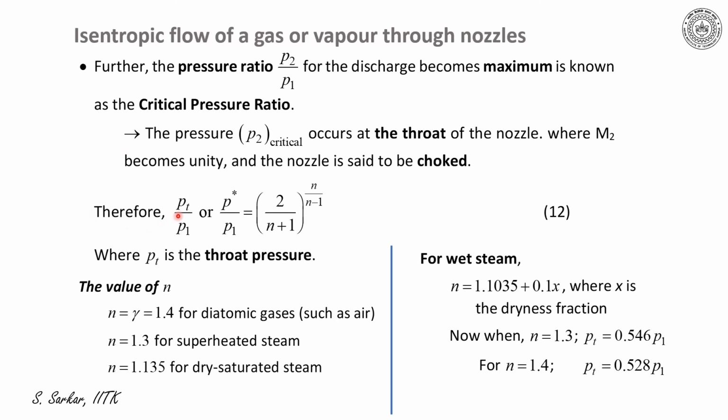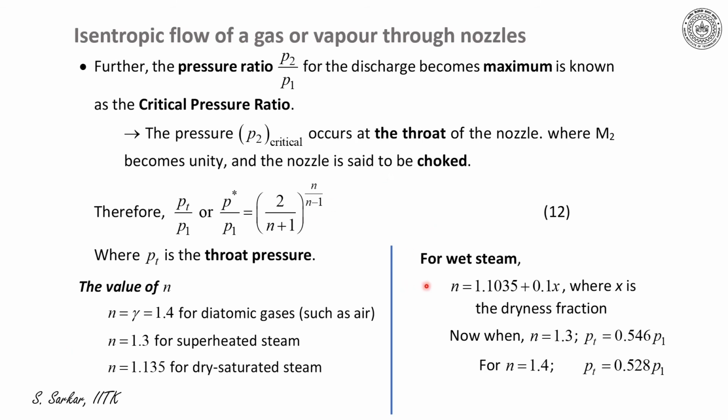Furthermore, PT by P1 or P star by P1 is equal to 2 divided by n plus 1 to the power n divided by n minus 1, where PT or P star is the throat pressure. Now, the value of n can be given for different situations. n is equal to gamma is equal to 1.4 for diatomic gases such as air. n is equal to 1.3 for superheated steam. n is equal to 1.135 for dry saturated steam.